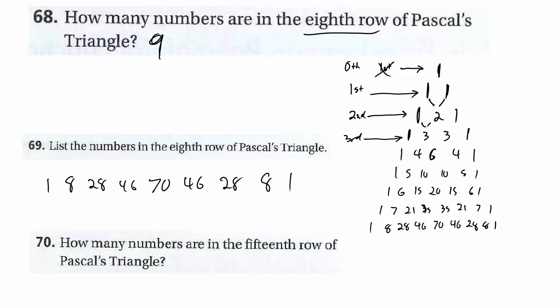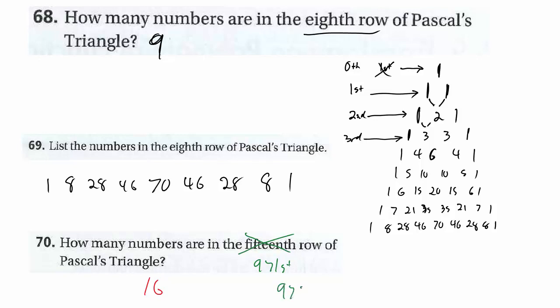All right, the next one asks how many numbers in the 15th row of the triangle. Now, I am not going to generate up to the 15th row. That is insane. But notice how since the 0th row has 1, the first row has 2, the second row has 3 numbers. Well, I know the 15th row is going to have 16. In fact, let's make it more interesting. How many numbers are in the 971st row of Pascal's triangle?